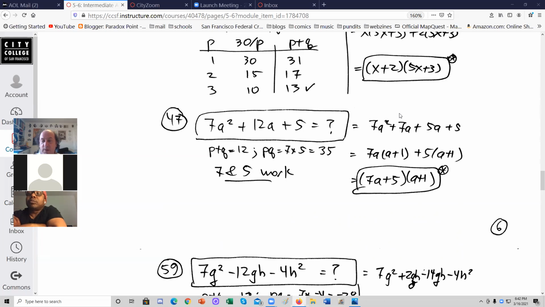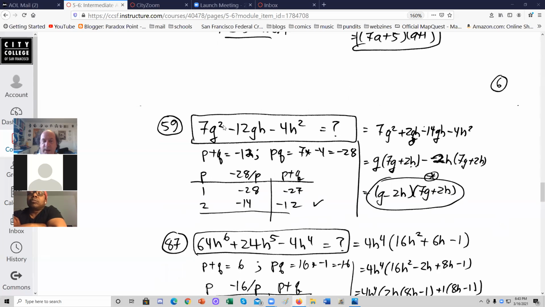These first two terms are 7a squared plus 7a, common factor of 7a times a plus 1. 5a plus 5 is a common factor of 5. Pull that out, you get 5 times a plus 1. All right, common factor of a plus 1, out that comes, times 7a plus 5 here. So this factors into 7a plus 5 times a plus 1.